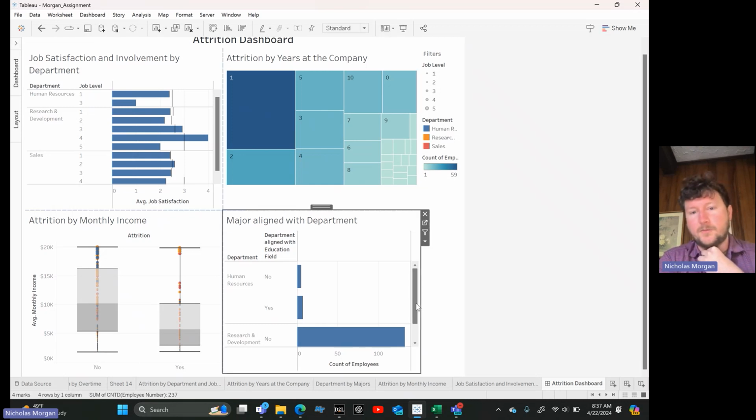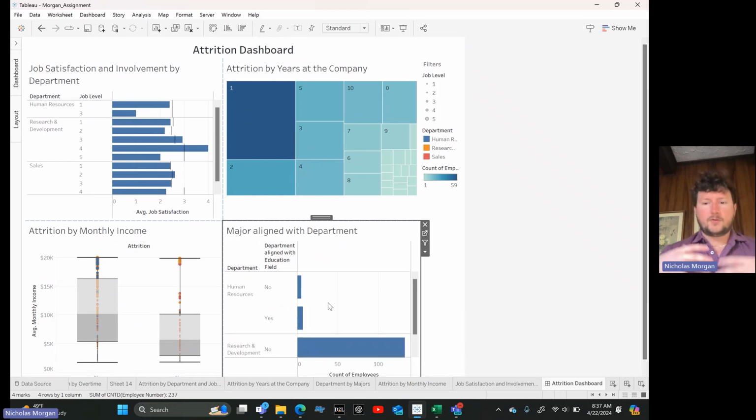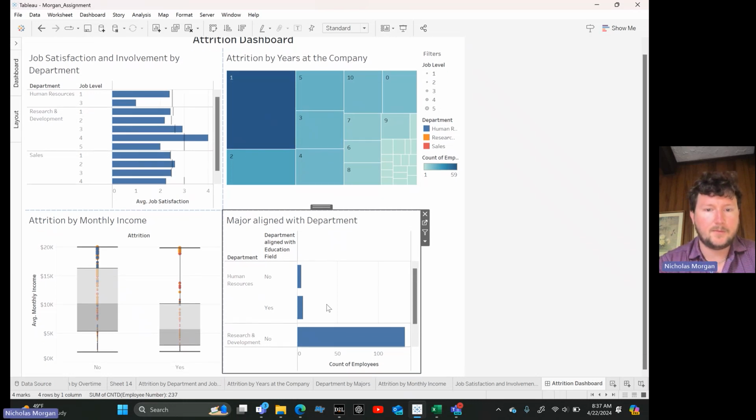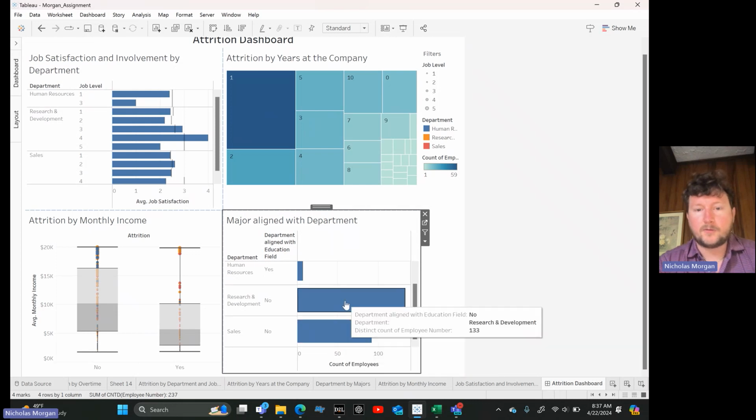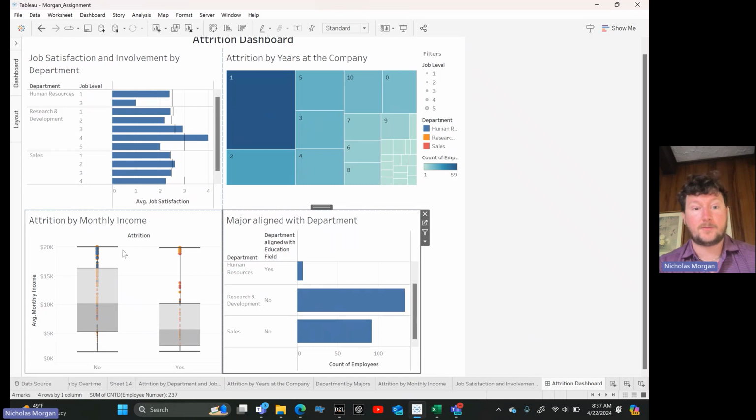And I want to move into this last one. This was connected more to my calculated fields. It is the major aligned with department. And what you can see here is people whose college major really aligned with their role at the company. And it was a yes no answer. And you can see a lot of the people who answered no were also the ones that were quitting and contributing to the attrition rate. It's not as important as the attrition by monthly income, but it is definitely a small factor in some way.